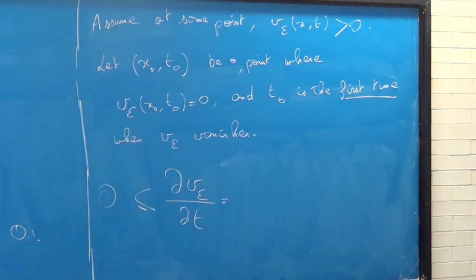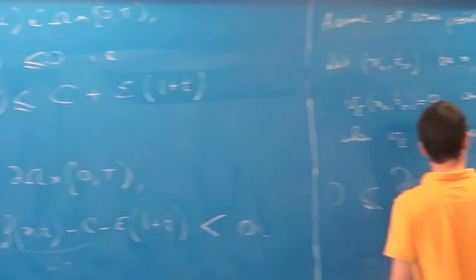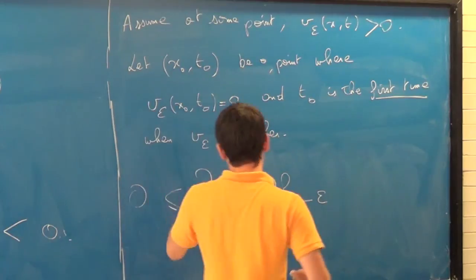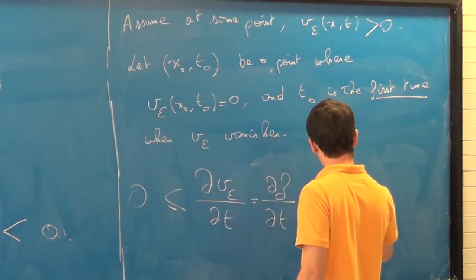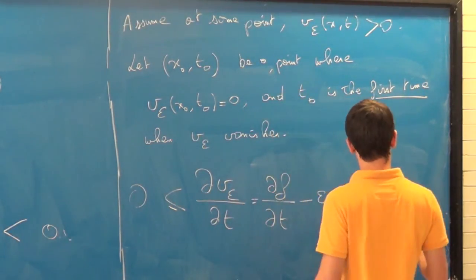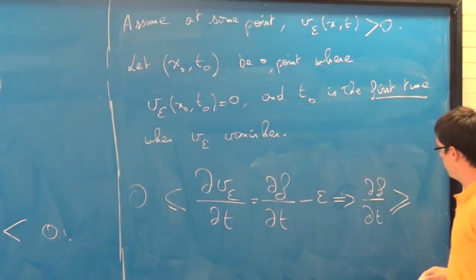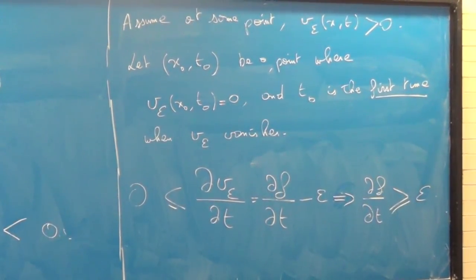And what is the derivative of V epsilon? It's just the derivative of f minus epsilon. You have just t there, and here is the constant. So this is less. In particular, this tells you that df over dt is bigger than that.